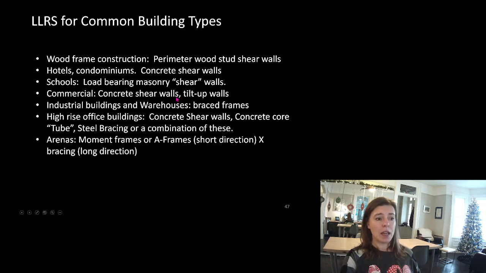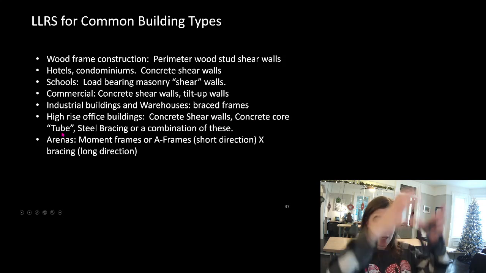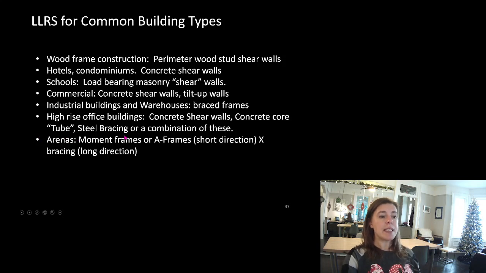Commercial buildings: concrete shear walls or tilt-up walls. Industrial buildings and warehouses: brace frames. Those are almost always built out of steel, so we're going to do steel brace frames. High-rise office buildings: there are a few different options, and that's one of the places where we do mix and match materials somewhat. There could be a concrete shear wall, concrete cores, or a concrete tube up the middle of the building, steel bracing, or a combination of those.